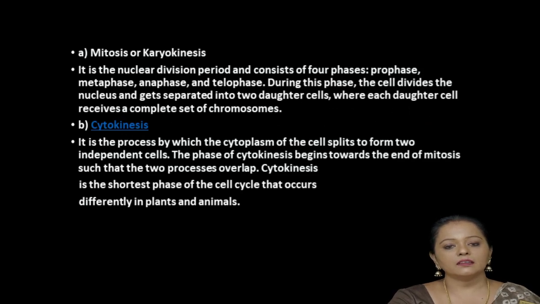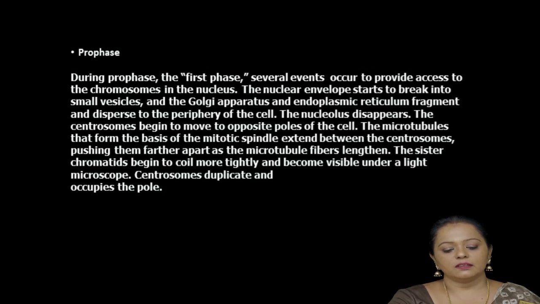Karyokinesis is the nuclear division in mitosis. The nuclear division period has four phases, and after the four phases, cytokinesis is the complete cleavage of the cells. Coming to the prophase, which is the first phase of mitosis, several events occur to provide access to the chromosomes in the nucleus.